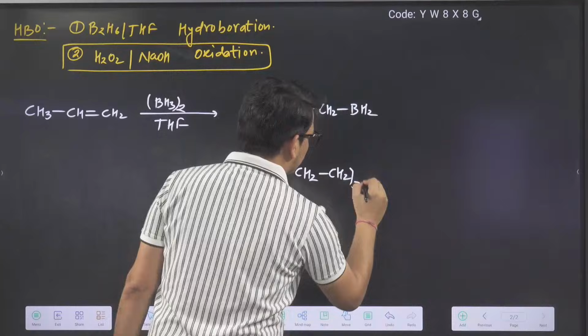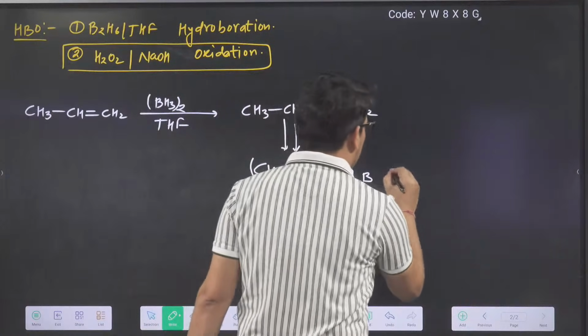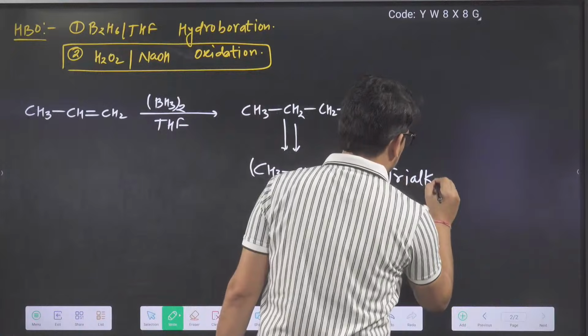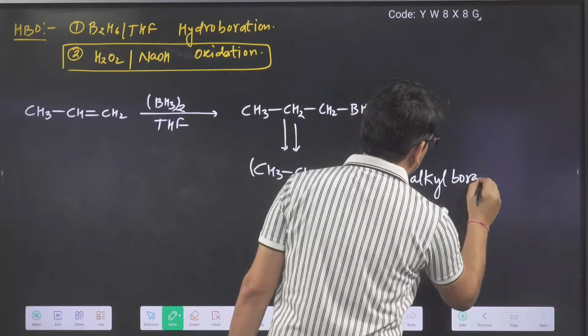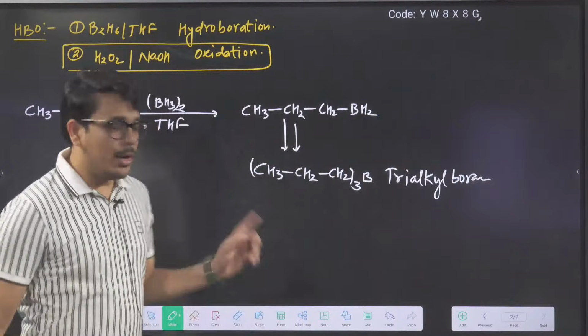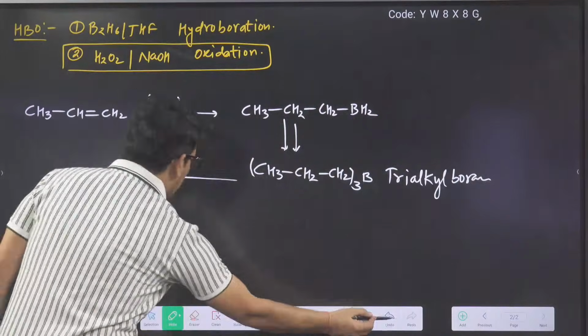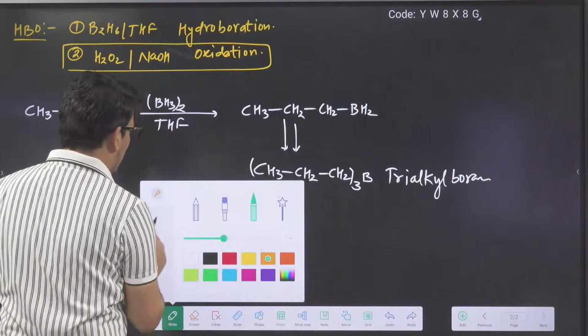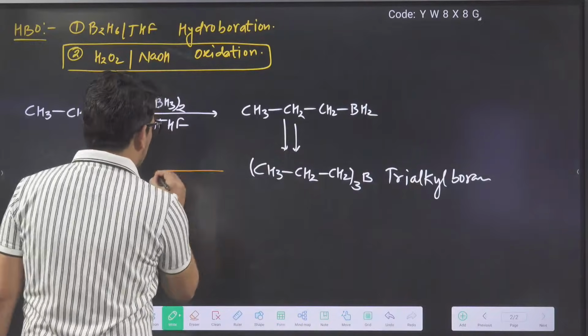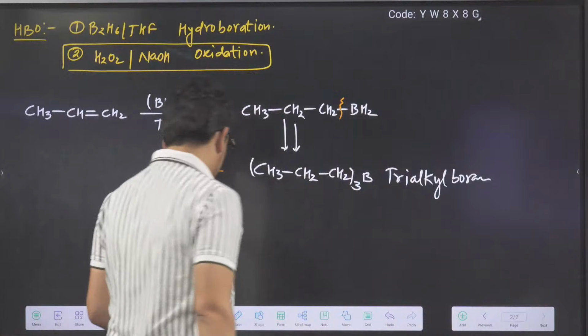alkyl groups. Now this is called a tri-alkyl borane. Clear to everyone? Yes or no? This is called which one? Tri-alkyl borane. Now this tri-alkyl borane undergoes which one? Oxidation. After oxidation, this bond will break.